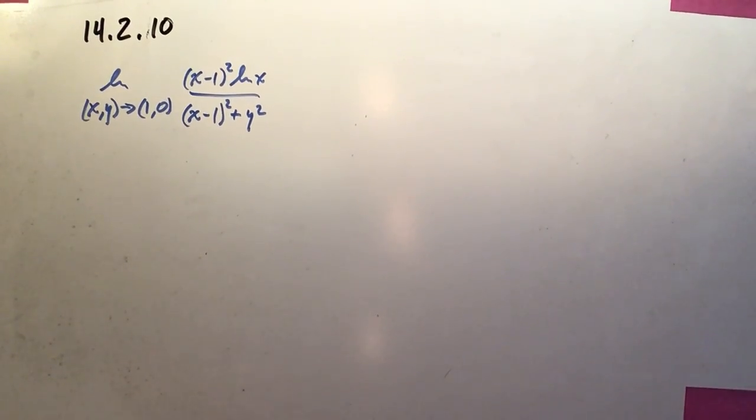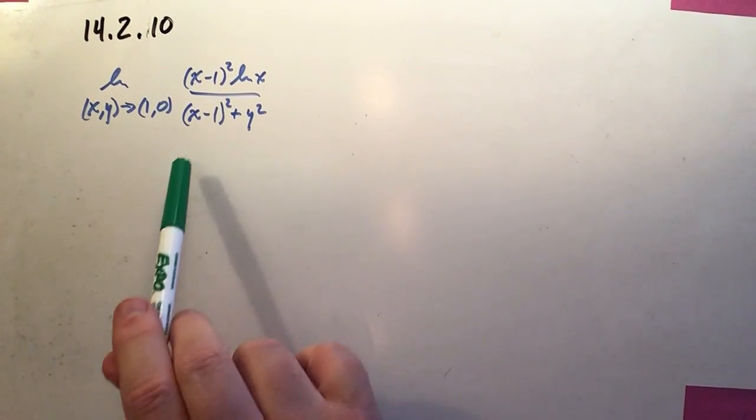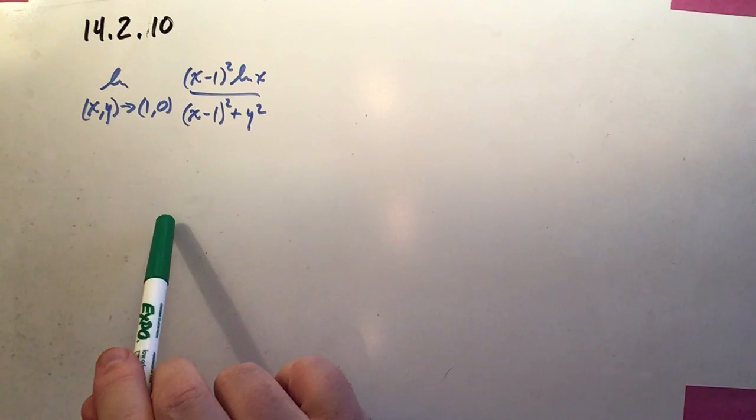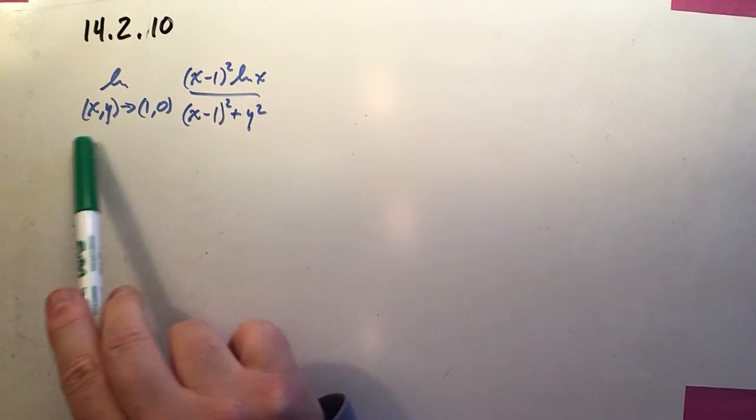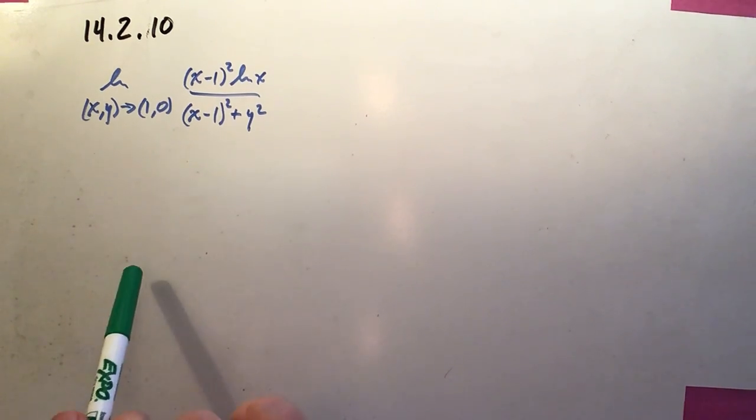Okay, here's 14.2, number 10. And once again, it's a limit question on a multivariable function. In this case, it's a rather complex function. And we're looking to see as (x, y) approaches (1, 0), whether this has a limit.